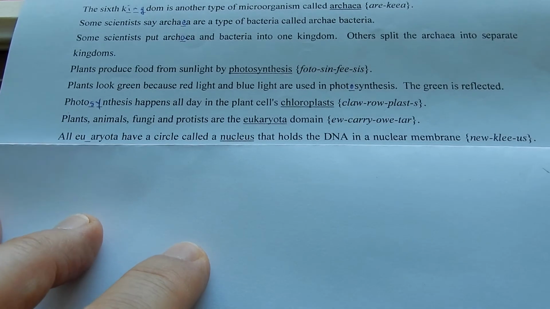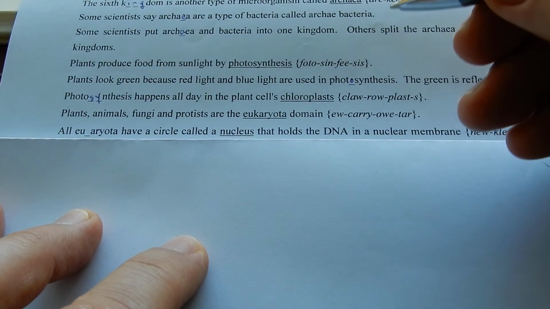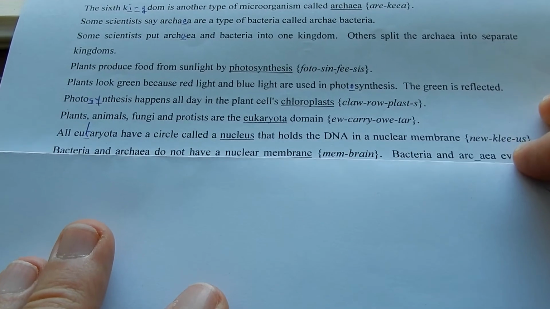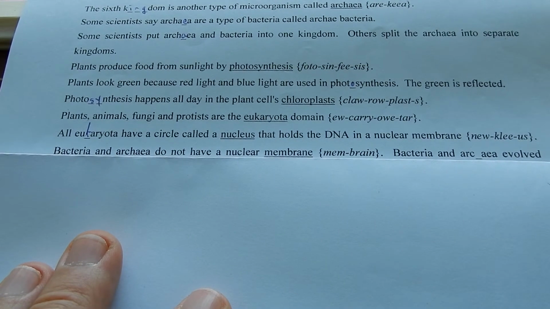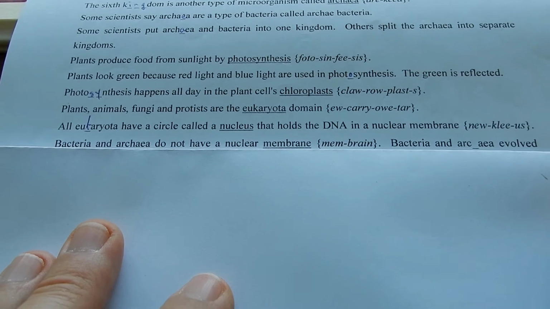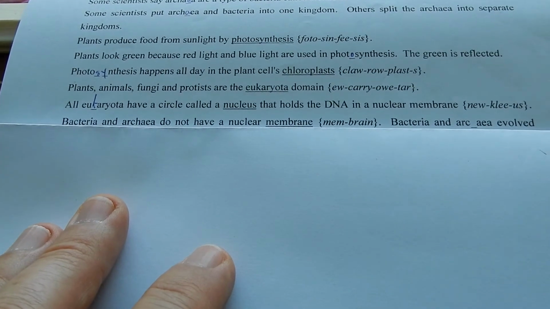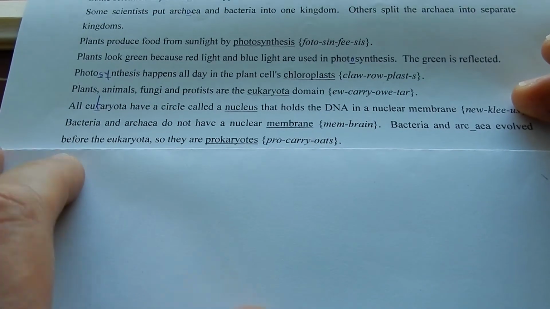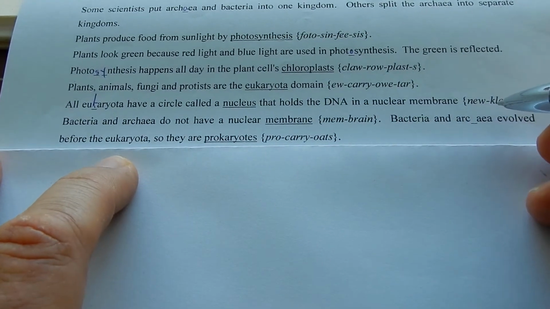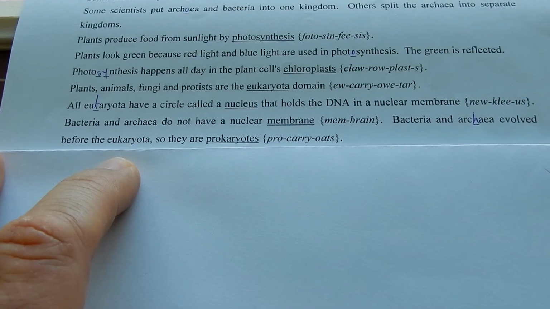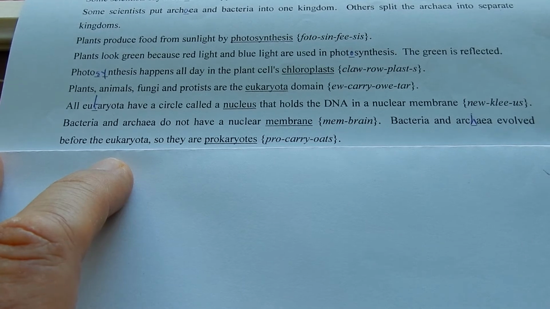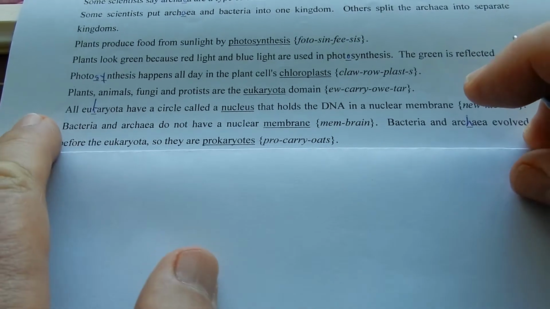Plants, animals, fungi, and protists are the eukaryota domain. Eukaryota. All eukaryota have a circle called a nucleus that holds the DNA in a nuclear membrane. Nucleus. Bacteria and archaea do not have a nuclear membrane. Bacteria and archaea evolved before the eukaryota, so they are called prokaryotes.